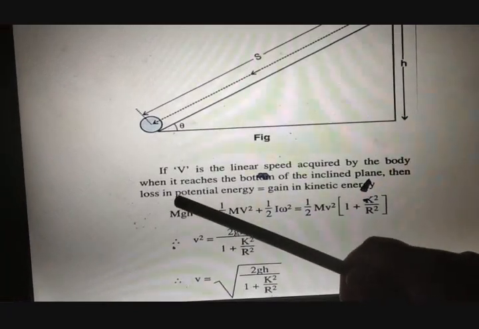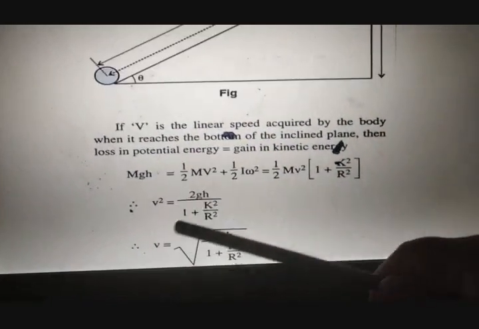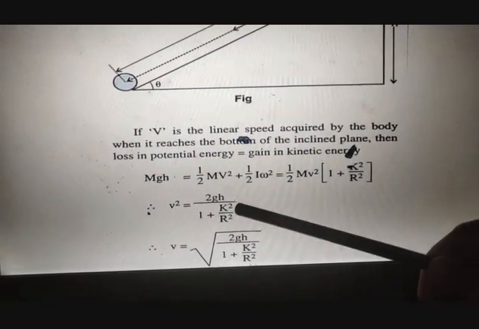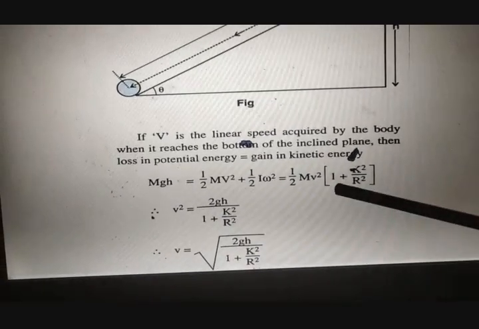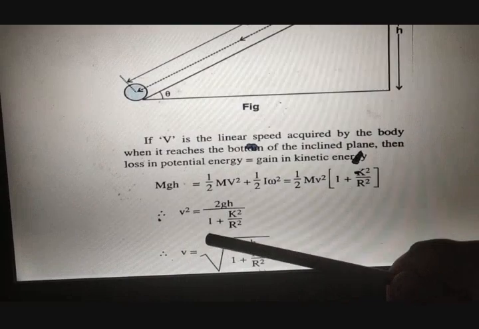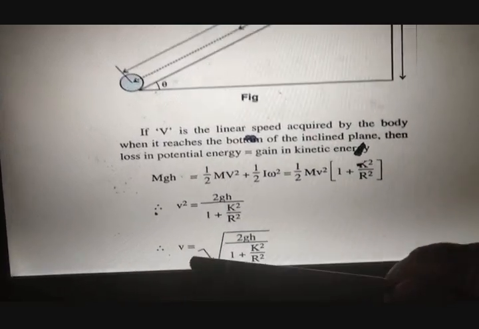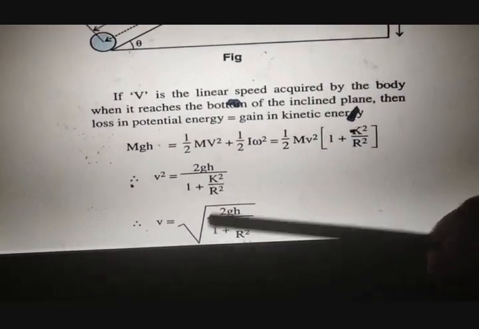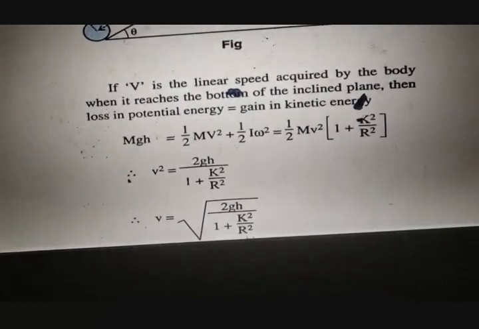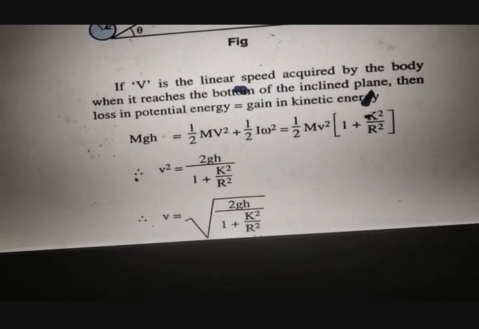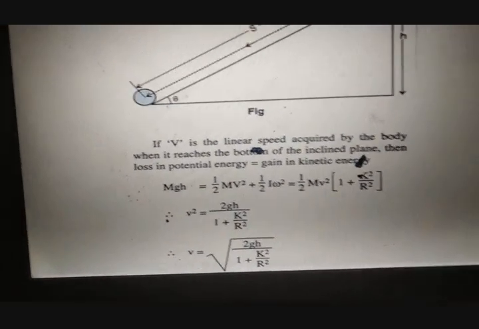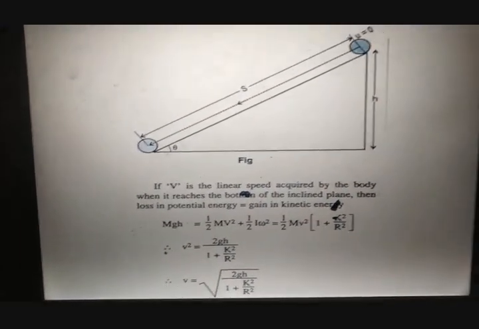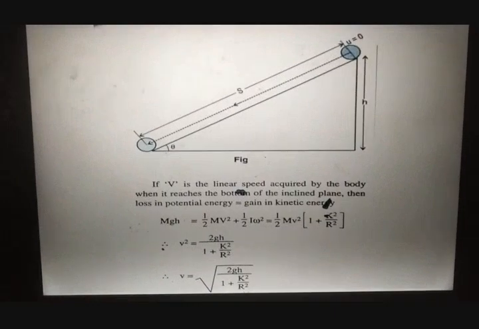So now here m and this m will get cancelled. Therefore v square will be, this 2 will go here, so 2gh, and this bracket will come down, so 1 plus k square upon r square. Therefore the expression for v will be under root 2gh upon 1 plus k square upon r square. So this is the expression for velocity. Now this is again useful in your numericals.